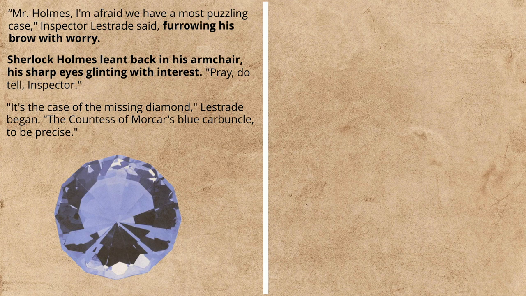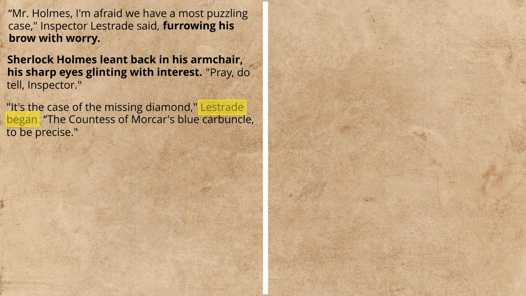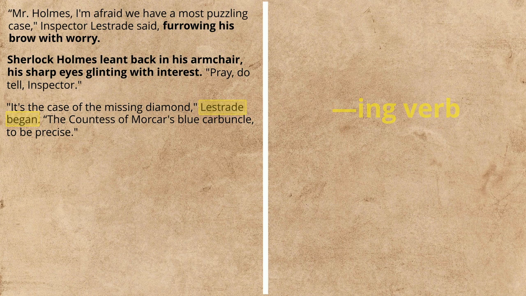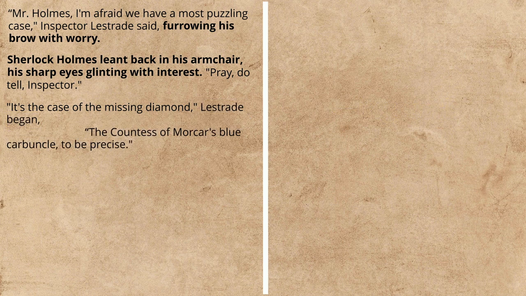Once again, there is an opportunity to add some more description after the dialogue tag, "Lestrade began." We'll use the ing verb technique again. "It's the case of the missing diamond," Lestrade began, pacing back and forth in front of Holmes's desk. "The Countess of Morcar's Blue Carbuncle, to be precise." This suggests that Lestrade is anxious and in a hurry to get this case solved.